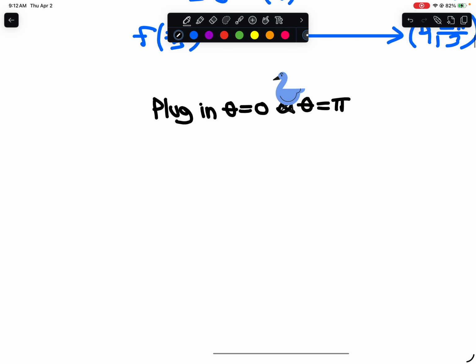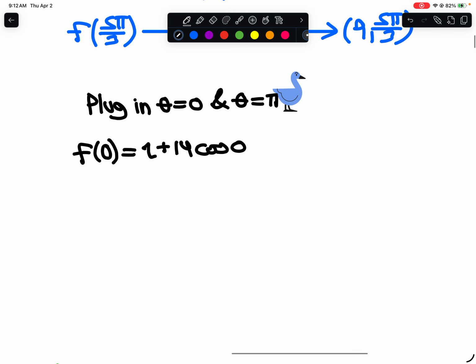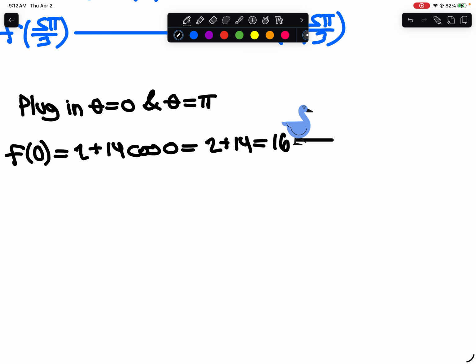So when I do this, I'm going to do f of theta. We're actually going to start with the Limaçon with the inner loop. So when I plug in, I'm going to do 2 plus 14 cosine of 0. So when I do that, that's going to be 2 plus 14, which is going to give me 16. So that tells me this point here is going to be 16 in the direction of 0.